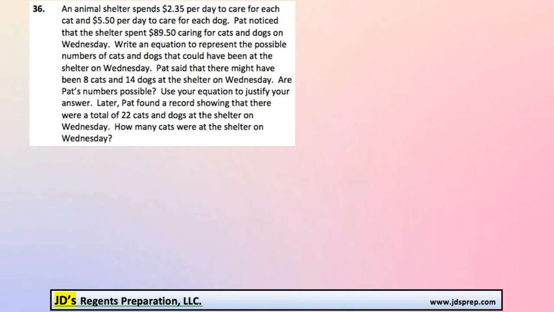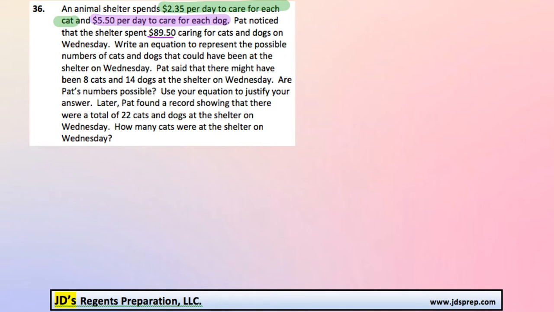This is problem number 36 from the June 2014 Algebra Regents exam. We've got an animal shelter that spends $2.35 per day to care for each cat and $5.50 per day to care for each dog. And Pat noticed that the shelter spent $89.50 caring for cats and dogs on Wednesday.